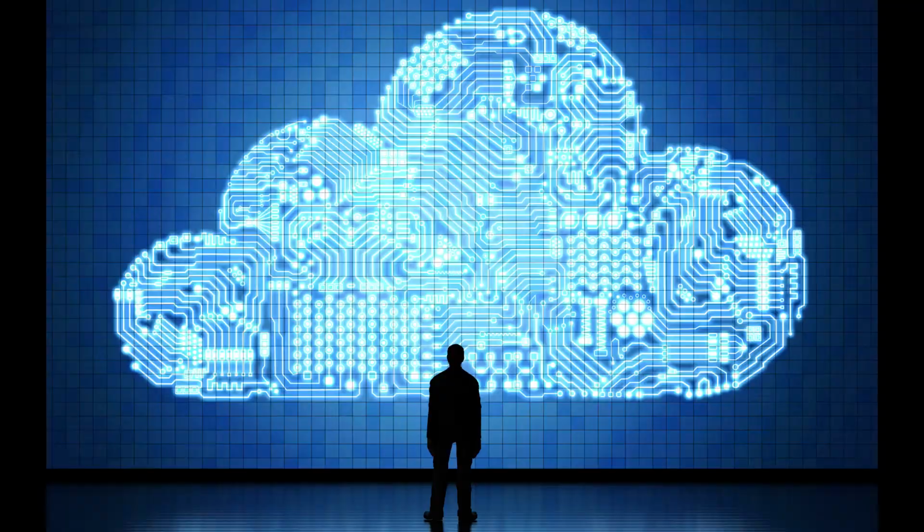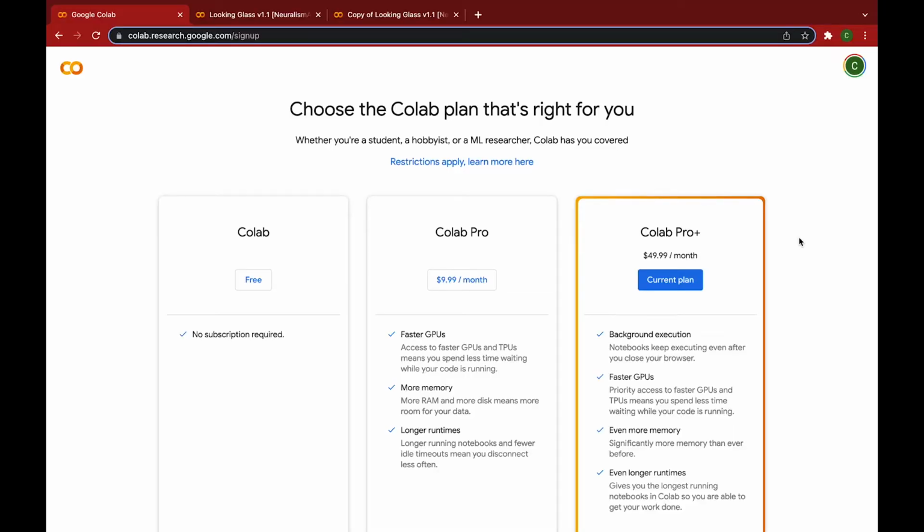Just before we jump in, Google Colab is free, but if you want access to stronger, more capable computers with more RAM and stronger CPUs as well as GPUs, you can pick up a Pro or Pro Plus subscription. This is important to keep in mind, but way over the scope of this beginner introduction to LookingGlass.